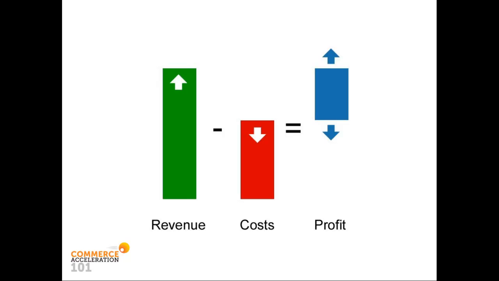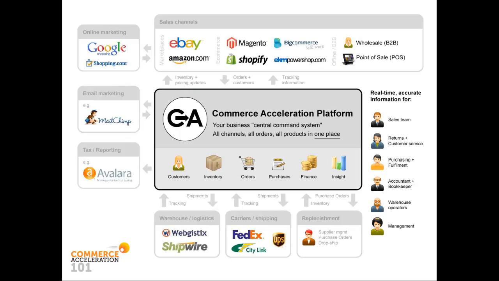And hopefully, as you start to tune all these different parts of the business, you'll be growing your revenue, reducing your costs, and seeing a vastly improved profit. So later in this series, we're going to be talking about a commerce acceleration platform. And that's the software system that sits in the middle of your business. So this slide here is really just to show you where we're going and how we're going to describe all the different moving parts of your business, with sales channels, marketing, reporting, warehousing, logistics, carriers and shipping, replenishment, so buying more stock, and of course the collaboration aspect, sharing all this information across your entire team.